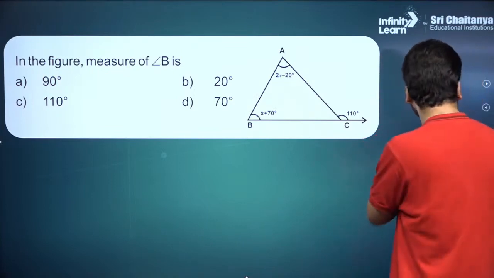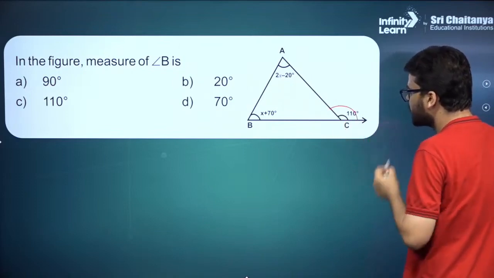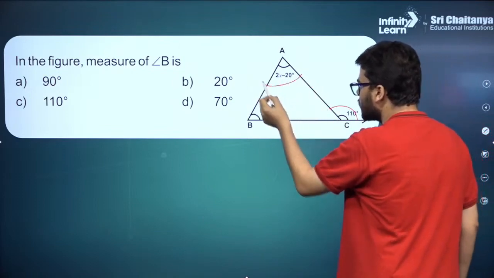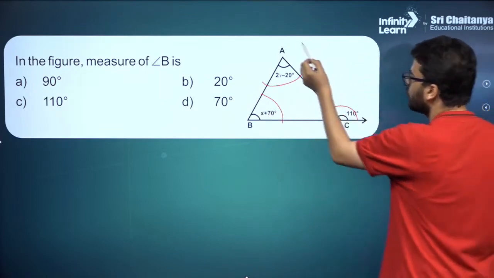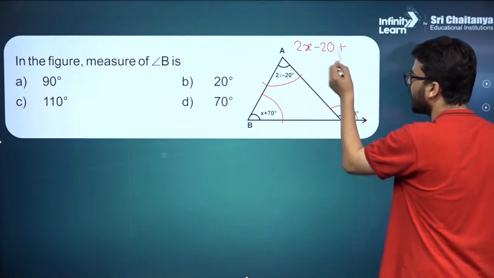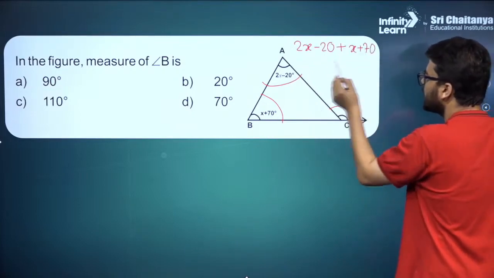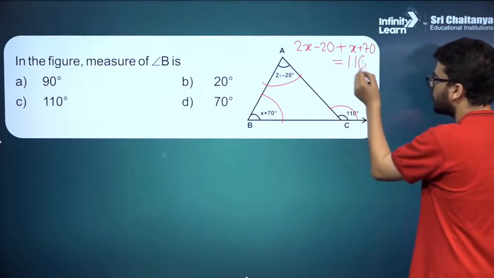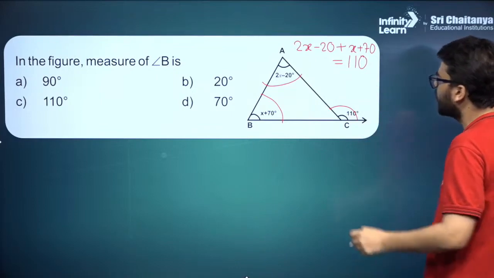So you see over here that this is the exterior angle or the external angle. So it must be equal to the sum of the two interior opposite angles, correct? So I can say over here that 2x minus 20 plus x plus 70 is equal to the exterior angle so formed, that is equal to 110 degrees. So if you solve this equation, what will you get, guys?